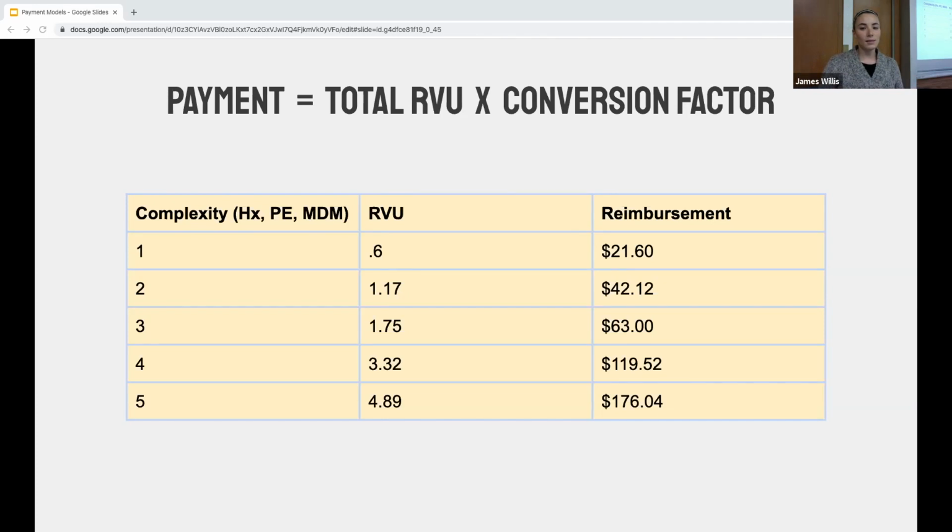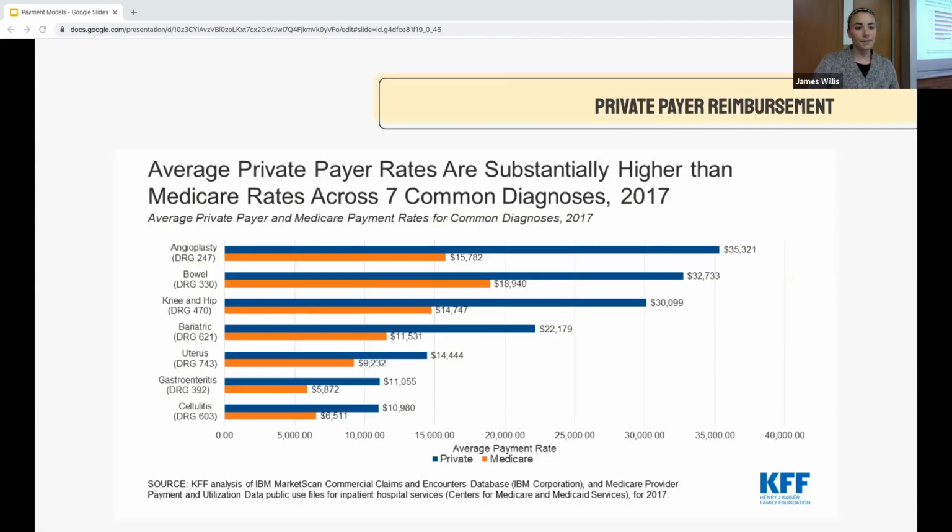So this is something to keep an eye on. And in terms of private payer reimbursement, previously I was talking about the Medicare and Medicaid models, but private insurance companies are not required to reimburse based off of an RVU model. So most of them do still utilize fee-for-service models, but there's been some push towards more innovative reimbursement structures.